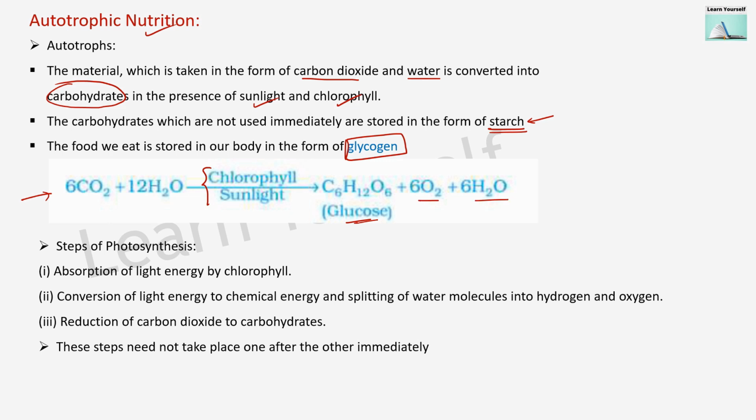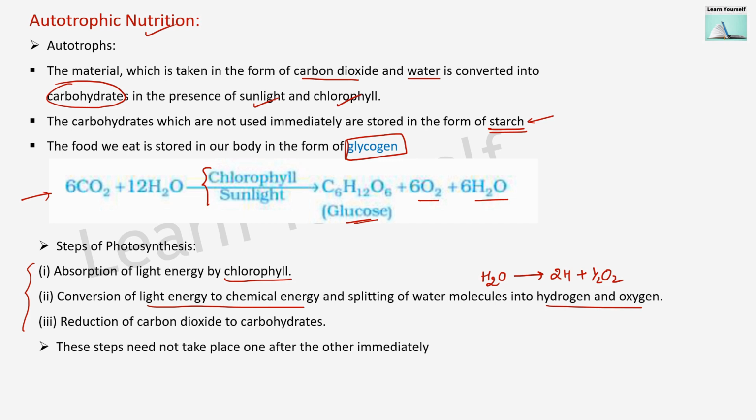Now the steps of photosynthesis. These are the three main steps in the photosynthesis process. First, absorption of light energy by chlorophyll. So this is a function of chlorophyll. Then second, conversion of light energy to chemical energy, and splitting of the water molecule into hydrogen and oxygen. So that is how the splitting will happen, and light energy, the sunlight, will get converted into chemical energy.